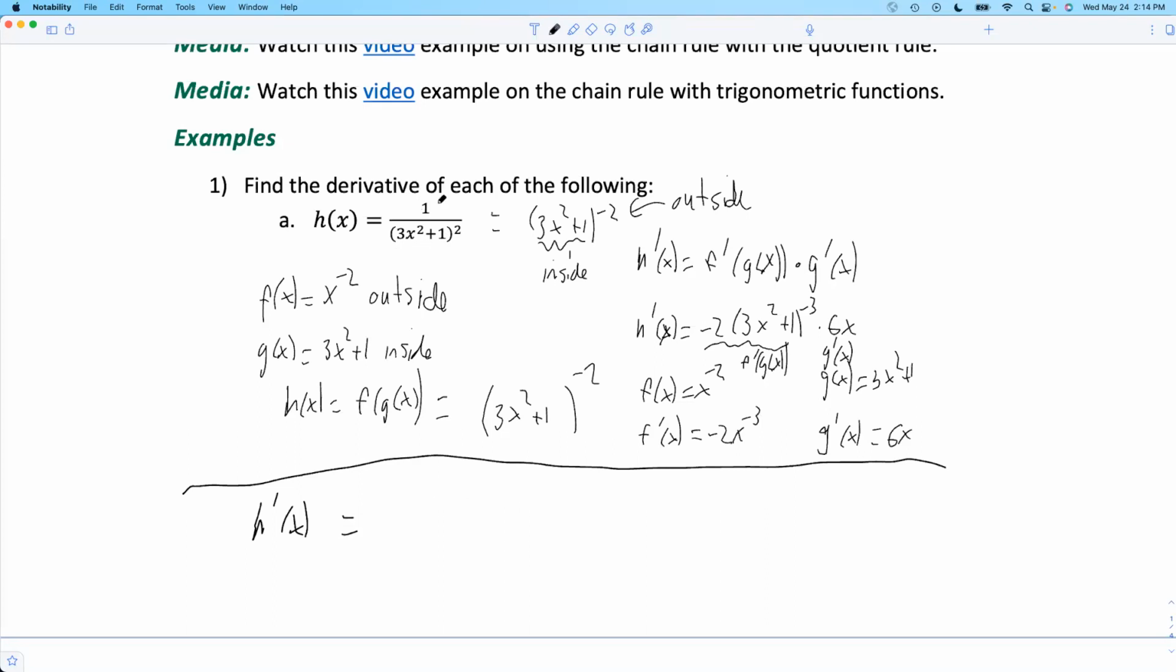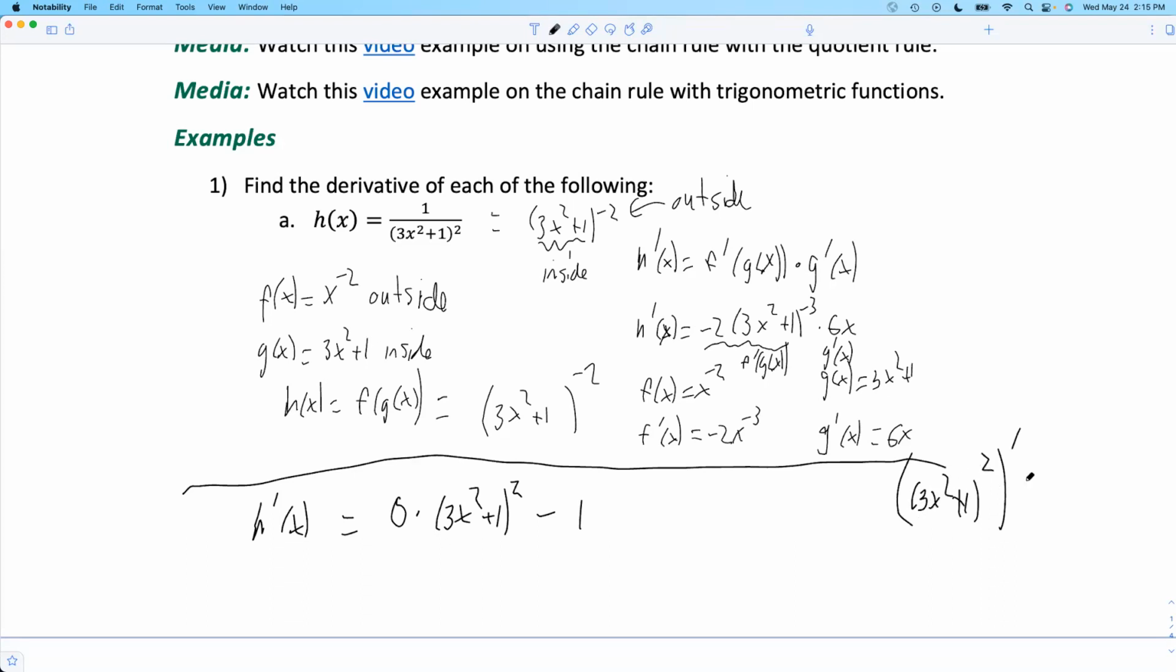Quotient rule says I want the derivative of the top, derivative of 1 is just 0, times, leave the bottom alone, minus, leave the top alone, times the derivative of the bottom. Oh, look, I'm going to have to use chain rule again here. So over on the side, I'm going to have to think about how to do 3x squared plus 1 squared and take his derivative. That's still a function inside a function.